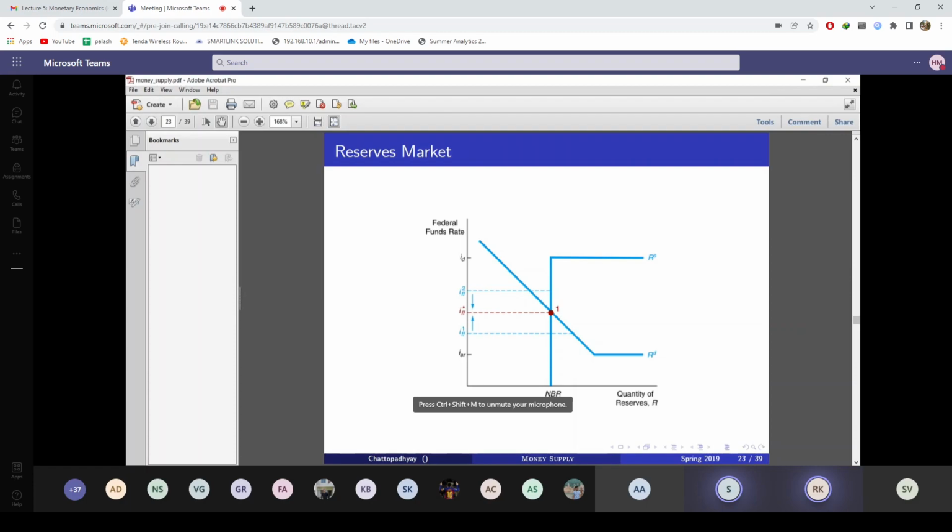And another important thing we have is sterilization. That's a new term we have seen: if for any reason, let's say a foreign exchange reserves influx, it increases reserves and high powered money supply. And if I want to reduce this, I have to reverse it. What I do is sell bonds as a central bank to commercial banks. So my reserves fall, money supply falls. That's sterilization.